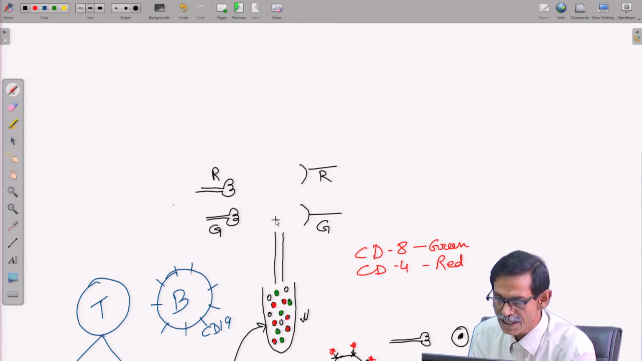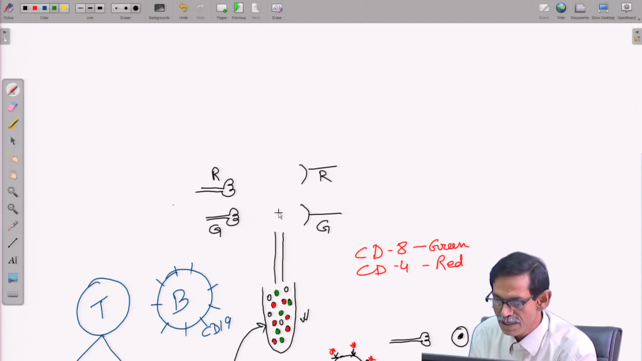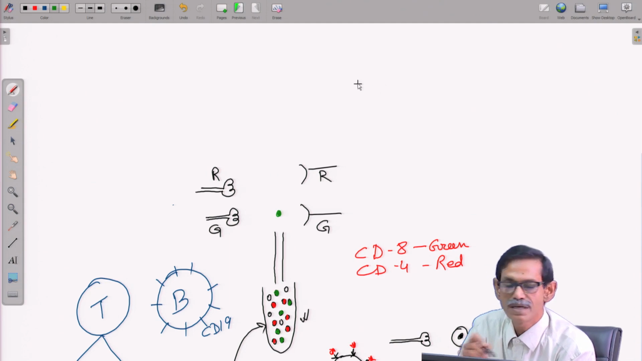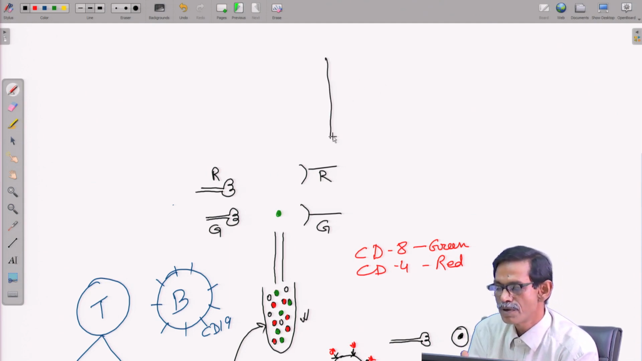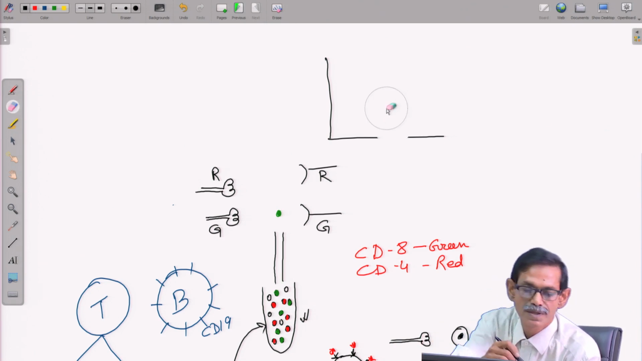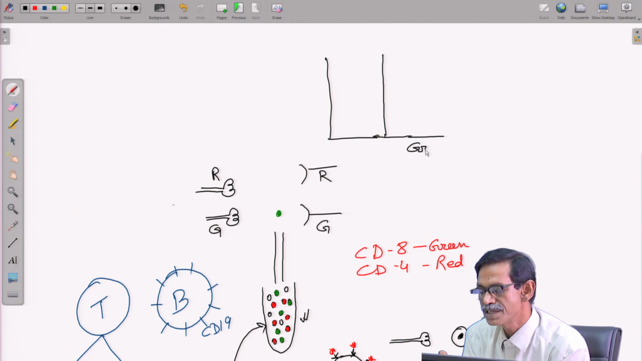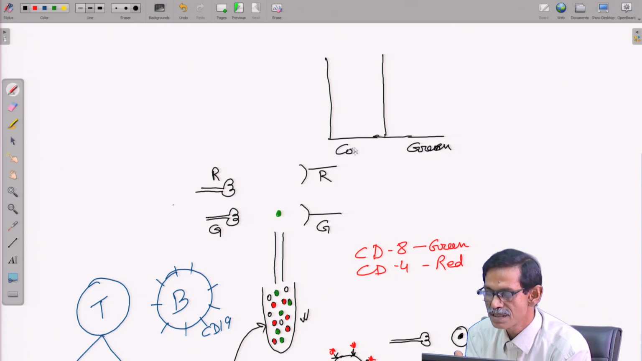Okay. So, when the green cell will come here, in the same way we plot. What is the plot? Here we will divide the plot this way. Anything beyond this line is green. Okay. Anything beyond this line is green, and this is colorless. So, when one green cell comes, one dot will come here.